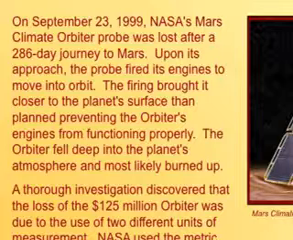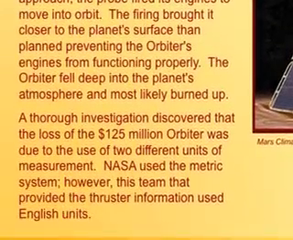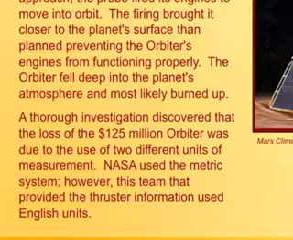When it got to its final approach, it fired its engines to move into orbit, and it brought it closer to the planet's surface than planned, preventing the orbiter's engines from functioning properly. So the orbiter fell deep into the planet's atmosphere and burned up and crashed. Ooh. A thorough investigation discovered that the loss of the $125 million orbiter was due to two different units of measurement. NASA used the metric system, right? NASA's scientifically based.